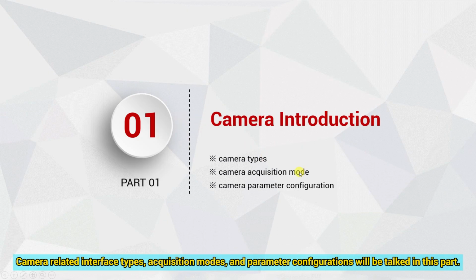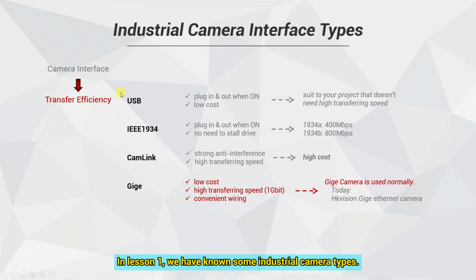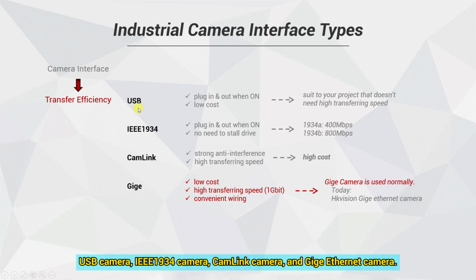Camera-related interface types, acquisition modes, and parameter configurations will be talked about in this part. In Lesson 1, we have known some industrial camera types. Here, all kinds of interfaces will be shown, because the interface determines output method and efficiency. According to interfaces, there are 4 normal cameras: USB camera, IEEE 1394 camera, CamLink camera, and GigE Ethernet camera.